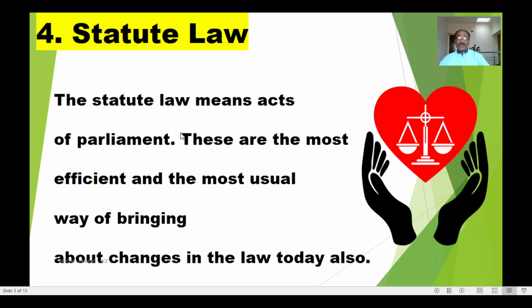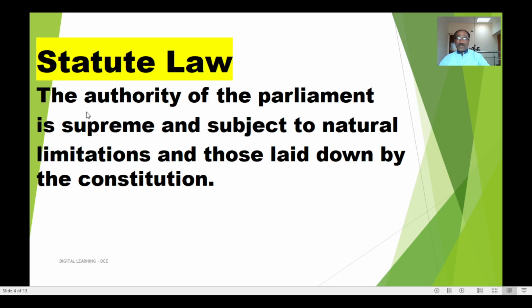So the statute law is also one of the important sources of business law. The statute law means an act of Parliament. This is the law which is made by the Parliament, and it is the most efficient and the most usual way of bringing about changes in the law even today. The authority of the Parliament is supreme, subject to natural limitations and those laid down by the Constitution.